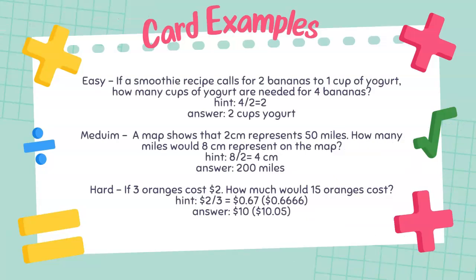Some of my card examples. For example, here's easy. If a smoothie recipe calls for 2 bananas and 1 cup of yogurt, how many cups of yogurt are needed for 4 bananas? The answer is 2 cups of yogurt. But for my hint, I put 4 divided by 2 equals 2. I didn't want to label 4 bananas divided by 2 bananas because otherwise I feel like that makes it too easy. I want them to be able to figure out where those numbers came from to figure it out.